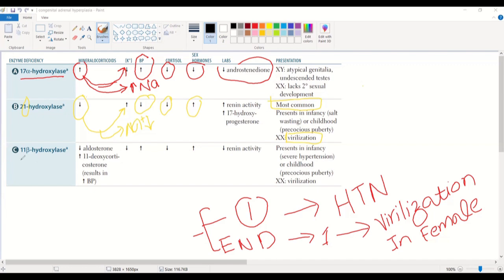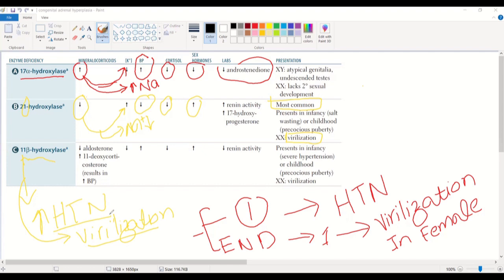Okay, so 11 beta hydroxylase. It starts with 1. Does it lead to hypertension or not? Yes, there is hypertension with 11 beta hydroxylase. And what about virilization? Yes, it will also lead to virilization, right?